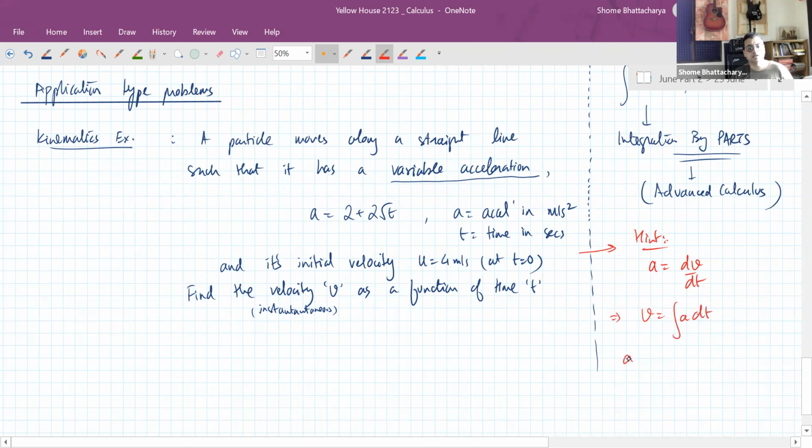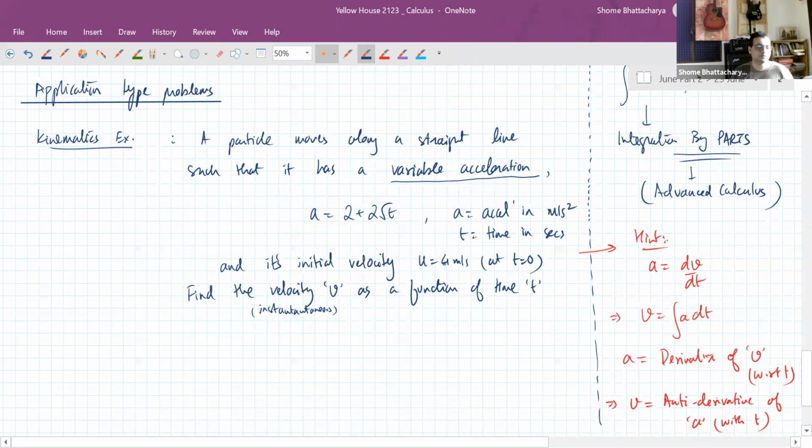Because A is the derivative of V with respect to time. So that means V should be the antiderivative of A with respect to time. So that's a simple logic we'll use. Now acceleration is given to us as a function of time, so we'll replace this with that function.